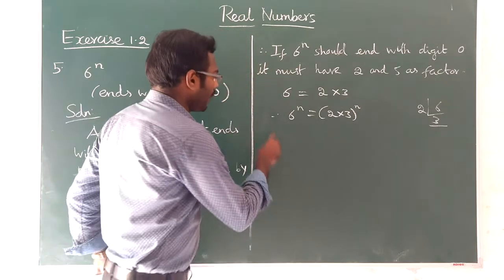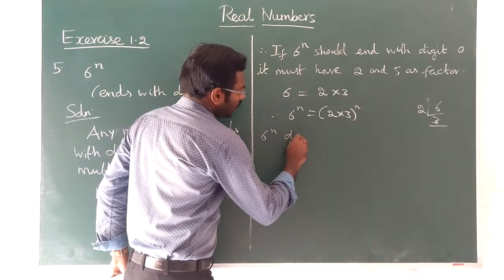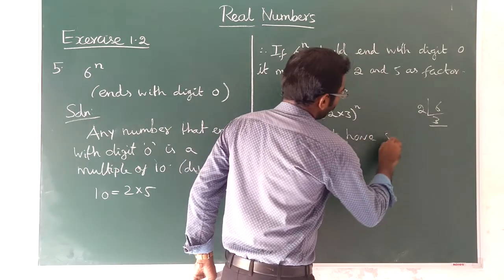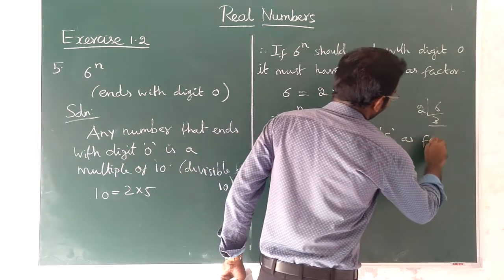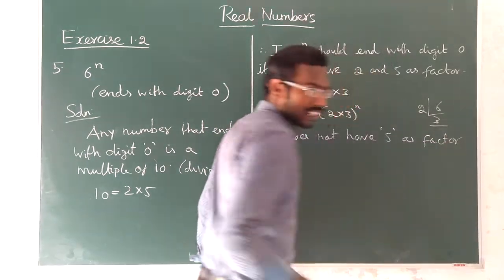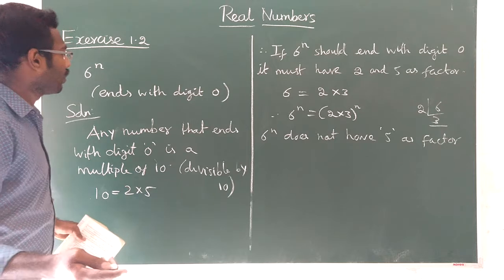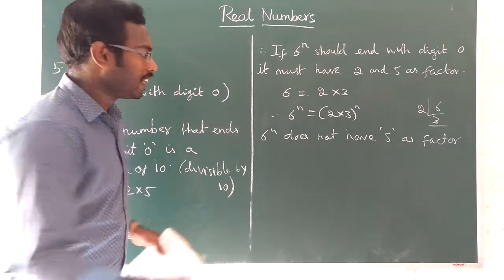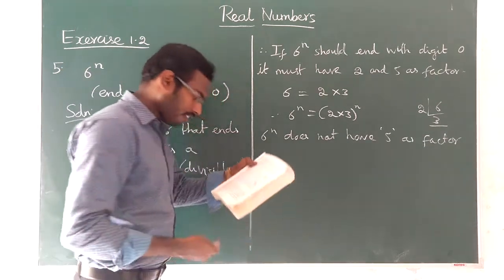Okay, so 6 power n does not have 5 as a factor. Therefore, it doesn't end with digit 0. Okay, therefore, you directly write from the question.